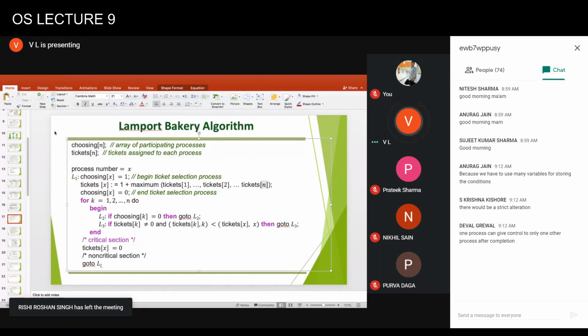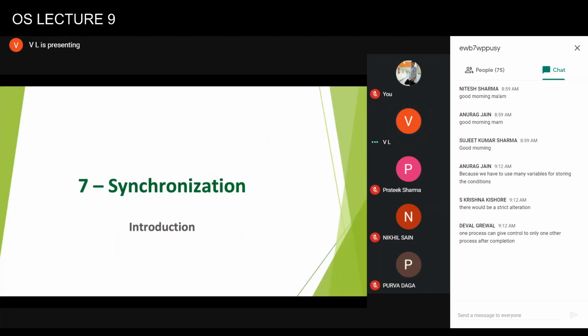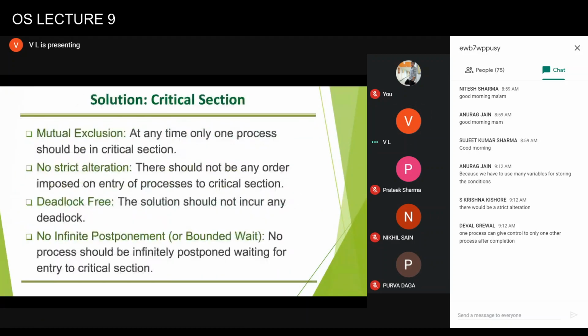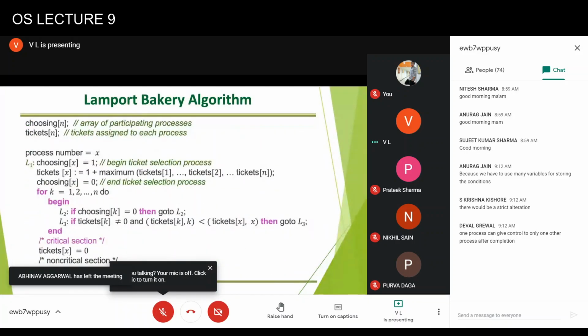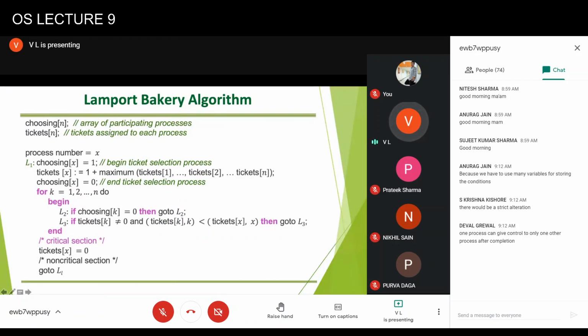Sorry, there was some mistake. So at this point, when the process is computing the maximum ticket number, it is quite possible that two processes might get the same value of maximum, so they might get the same ticket number. And after this is over, the processes enter the next phase.